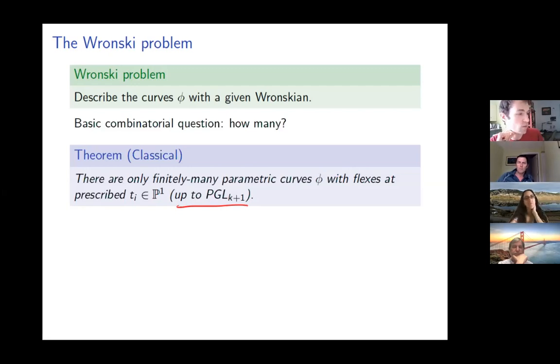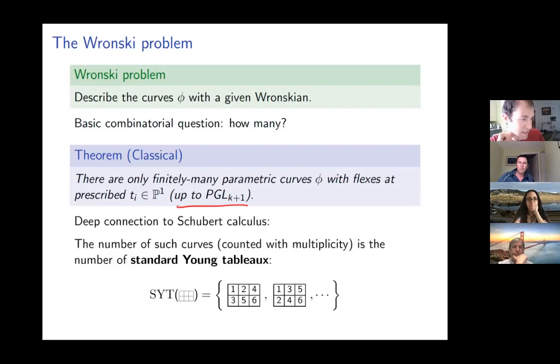Okay, and actually more is true. There's a deep connection here to Schubert calculus. And I'm going to say more about this later. So I'm not going to define exactly what standard Young tableaux are, except to say that the number of such curves, and here you have to count with multiplicity over the complex numbers, is given by some kind of interesting combinatorial set, the set of standard Young tableaux. So we'll come back to it later. I'll tell you in a few more slides what the connection to Schubert calculus is.